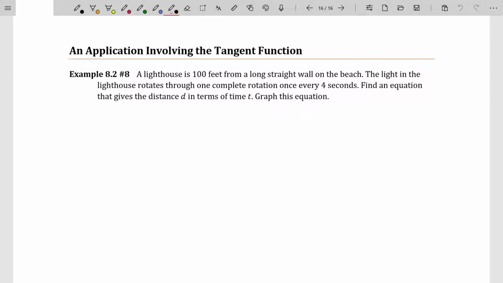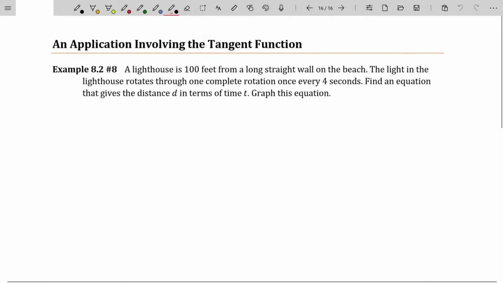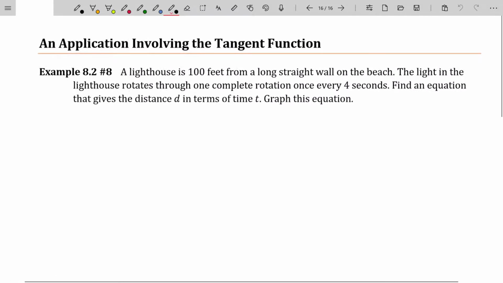In this video, we're just going to do an application involving the tangent function, and it's titled an application because there's not a lot of applications that involve the tangent function. It is true that a lot of applications use the tangent function, but not very many of them actually are based solely on the tangent function. And this one right here is the most common application given when you're dealing with a tangent function. So we might as well just do it, right?